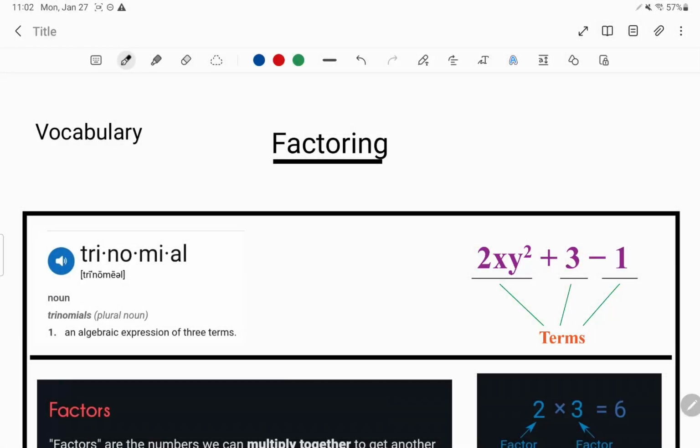Hello guys, so today we're going to go over factoring. If you were not in class, this is mainly for you.